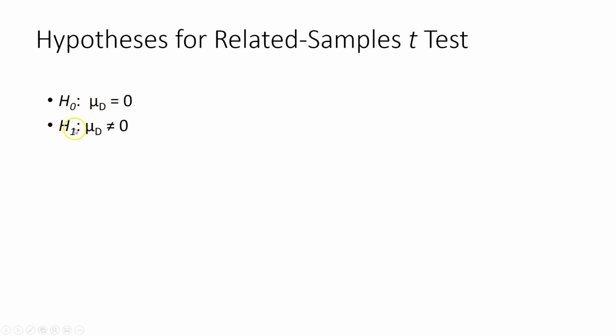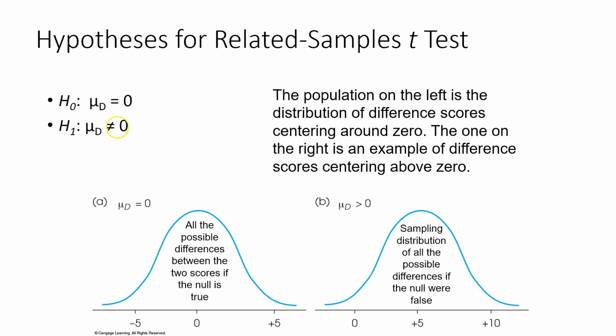The alternative hypothesis is that the treatment did make some difference, and so the mean difference between the two conditions would be something other than 0. It might be higher or lower, but it's not going to be 0 because it made a difference. What this looks like is we have a population on the left which represents the distribution of all the different scores that center around 0. The one on the right is an example of all the possible different scores if the treatment really worked and it centers something higher than 0.